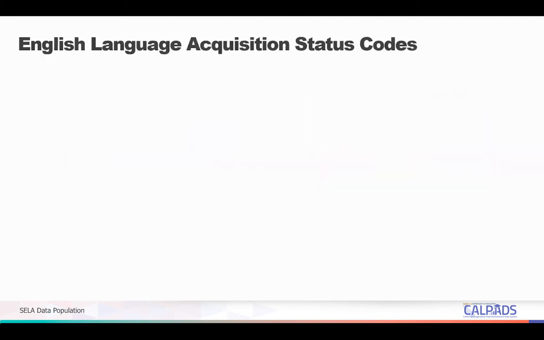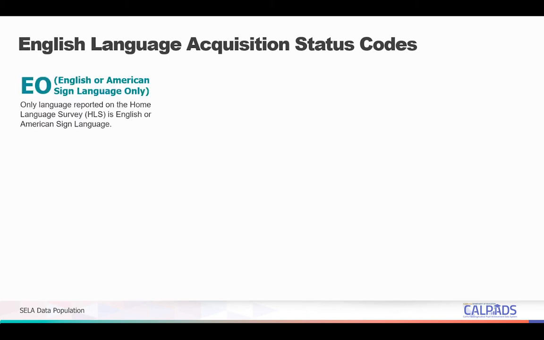Let's now discuss the different SELA data elements in detail, starting with the ELAS codes. There are 6 possible ELAS codes to choose from. First is EO, or English only. This code is used when the only language reported in the home language survey form is English or American language.